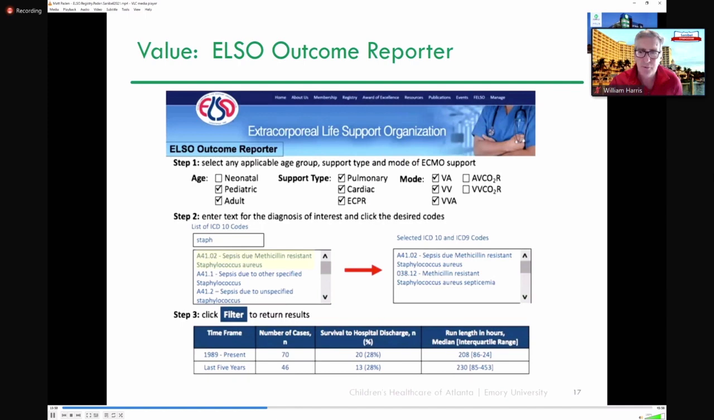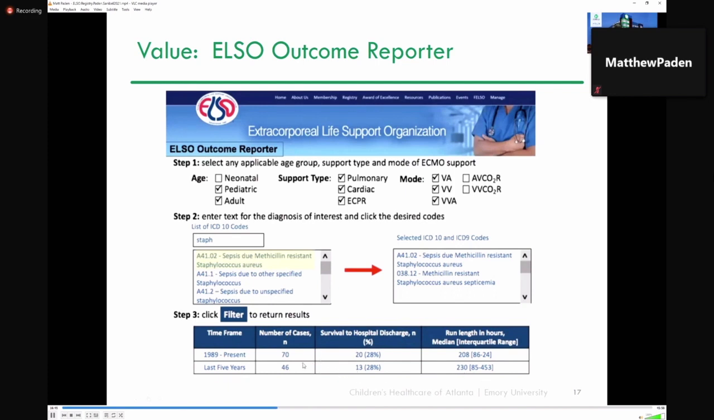So one of the things that we developed is something called the ELSO Outcome Reporter. This is a place where you can go on the registry website, log in, and you'll be able to see this. You can select which patient population you're looking at, pediatric, neonate, adult, and what kind of ECMO they have. Then you'll be able to enter ICD-10 codes for whatever disease you happen to be looking for and wanting to know the outcome of. In this case, we were looking at methicillin-resistant Staph aureus sepsis. We selected those ICD-10 codes, clicked the filter button, and it spits out all of the data that we have in the registry for those ICD-10 codes, as well as the data for the last 5 years.